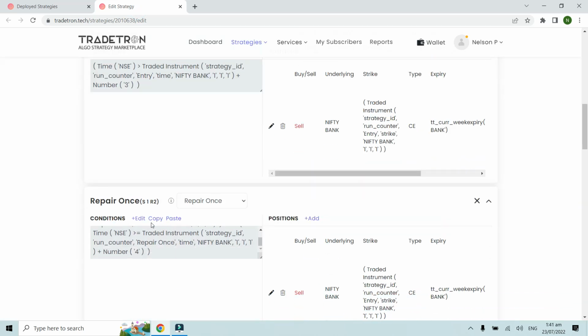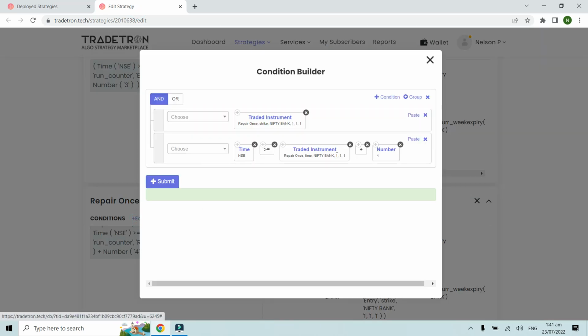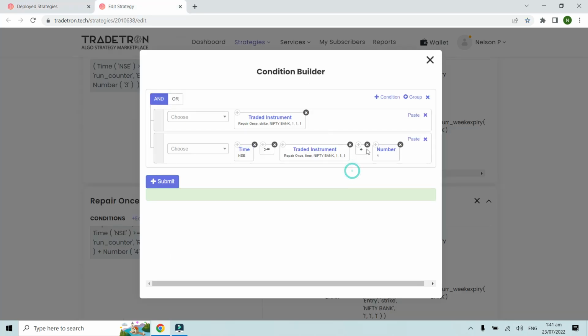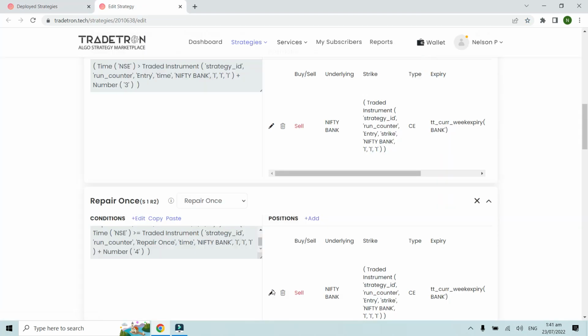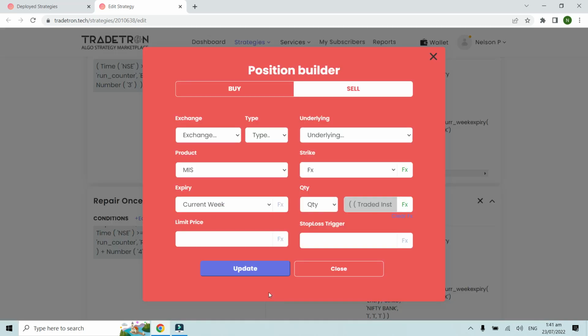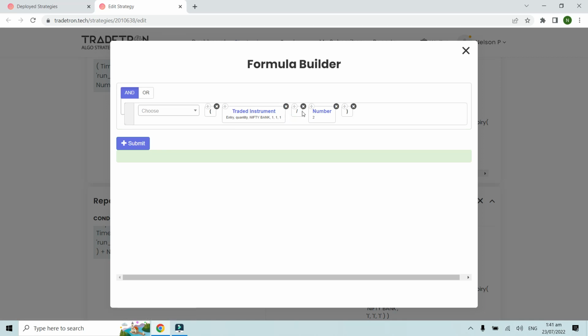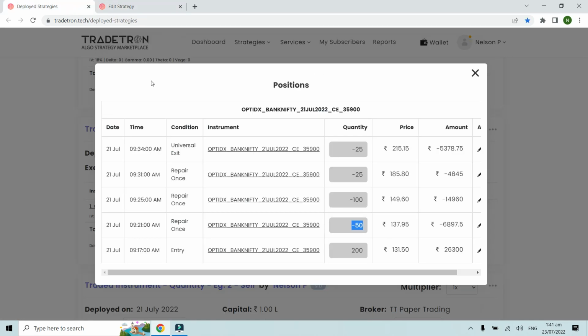After that, in the second repair, we have said that 4 minutes after this particular time, 9:21, at 9:25 it should exit another 50%. That's the reason why we have put a formula in quantity fx: traded instrument quantity 111 divided by 2, that is 50%. 50% of 200 will be 100. So that's how it gets exited. It exited another 100 quantity at 9:25.